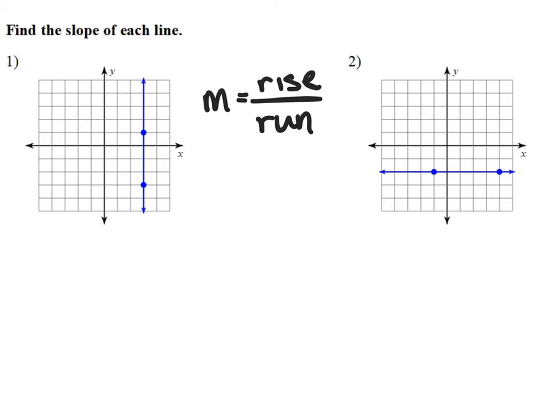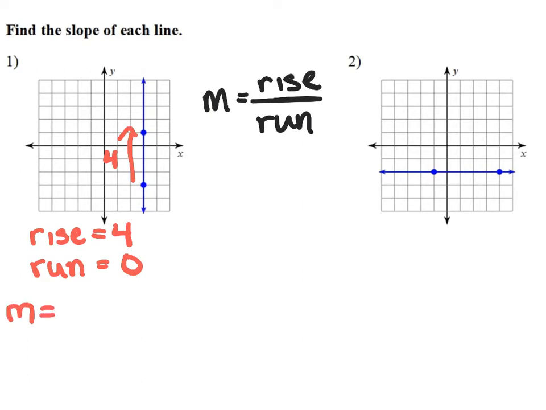In these examples, we are continuing to determine the slope of the line. Now in our first example, we have our 2 points. If we start with our bottom point here and move to the top, we are going up 4 units. So the rise equals 4. However, we're not moving at all side to side. So the run is 0. Now when we substitute that into the slope formula, we have m equals 4 divided by 0.